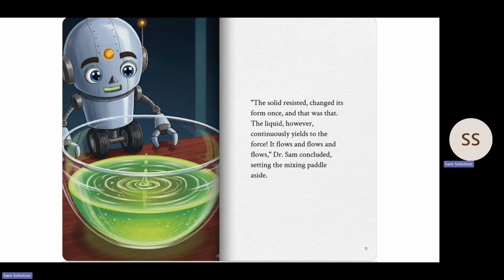"The solid resisted, changed its form once, and that was that. The liquid, however, continuously yields to the flow. It flows and flows and flows," Dr. Sam concluded, setting the mixing paddle aside.